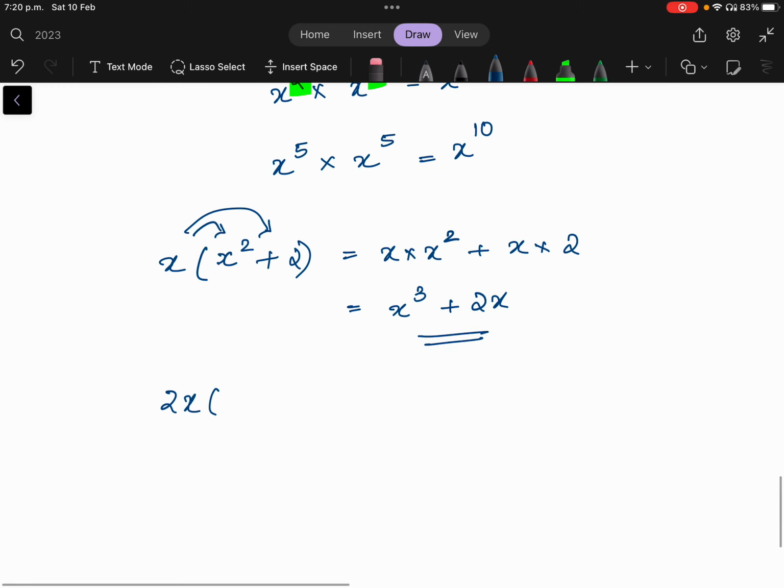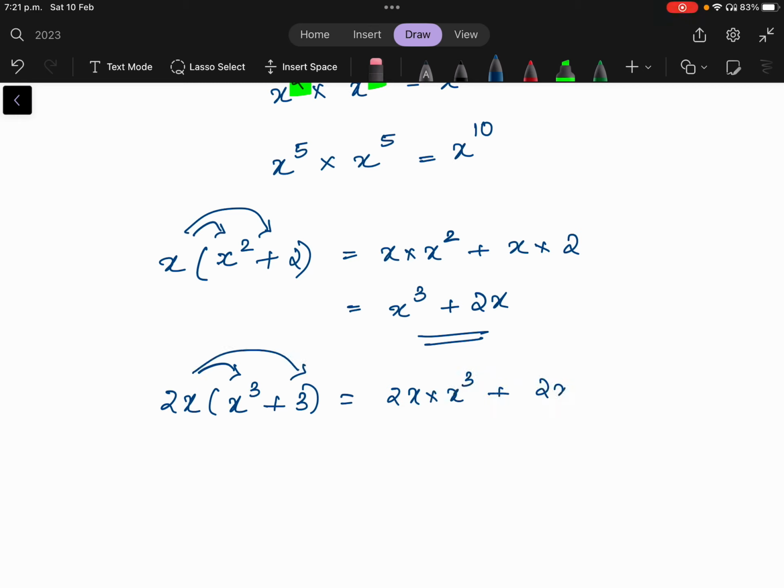Another one, 2x times x cube plus 3. Multiply this. So 2x times x cube plus 2x times 3, that's equal to 2x to the power of 4 plus 6x.